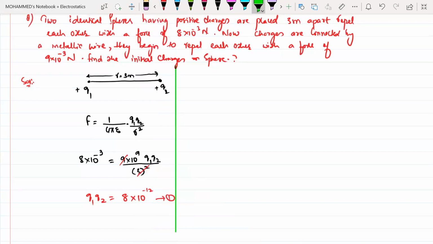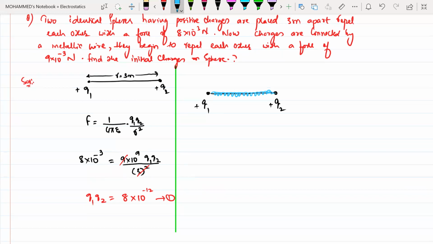Now what is happening? Now the charges are being connected by what? Metallic wire. So what do you mean by that, beta? In the second case, this is the same charge q1 and this one is also the same charge q2. Both of them are positive. Now they are connected by a conducting wire. This is some conducting wire, right?